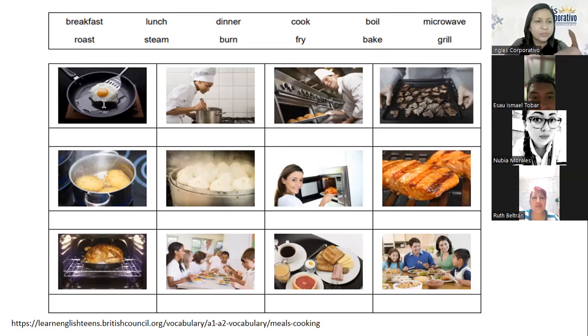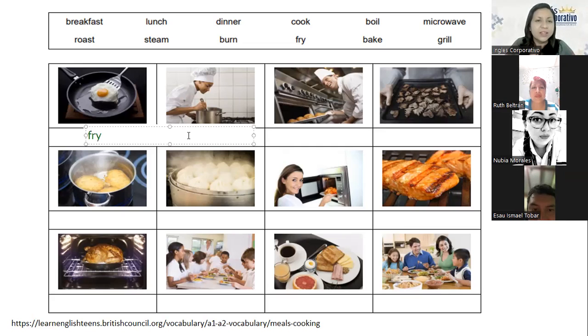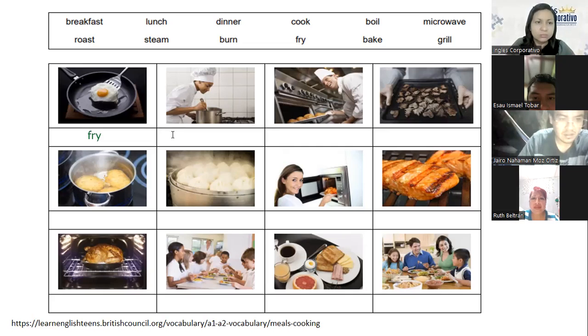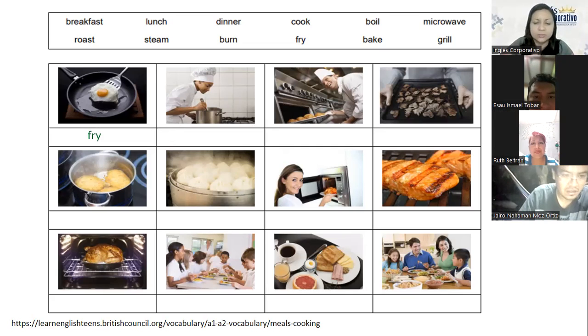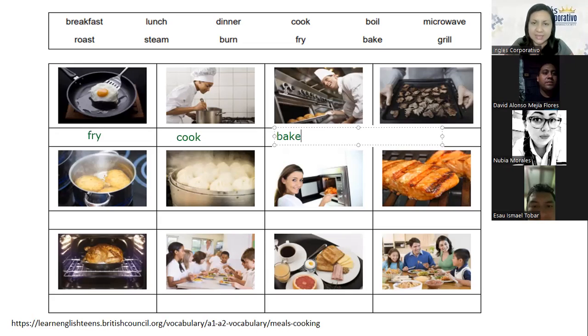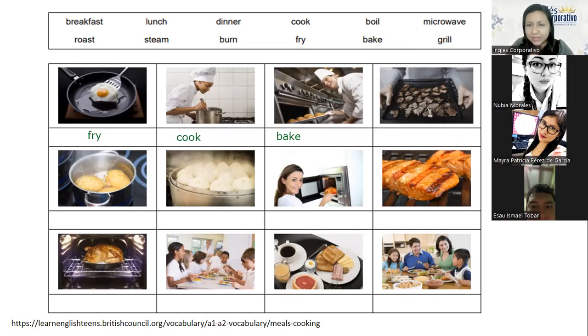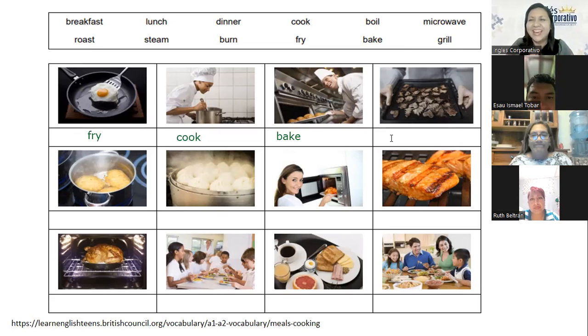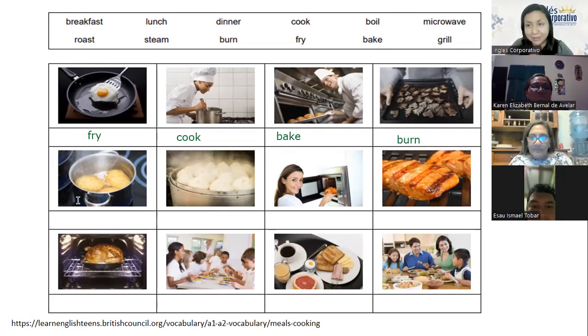Fry. This is the action for this moment. Okay, fry. In the second, mix. Cook. And this? Bake, the action, right? And this is? Grill. What happened to the cookies? They are burned. So when they are overcooked and they are black, they are burned. The cookies burned, okay?